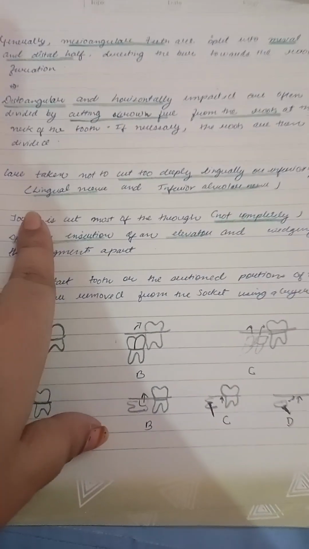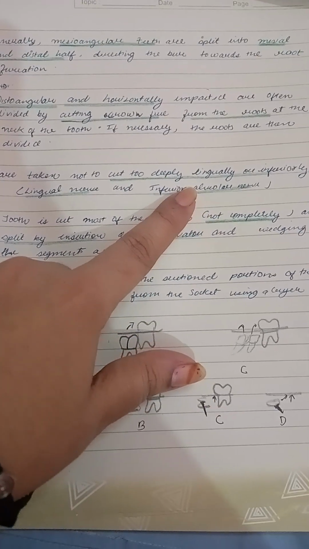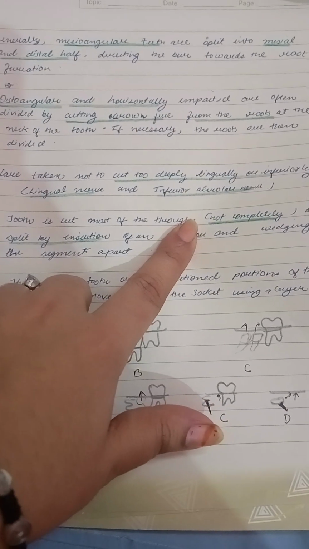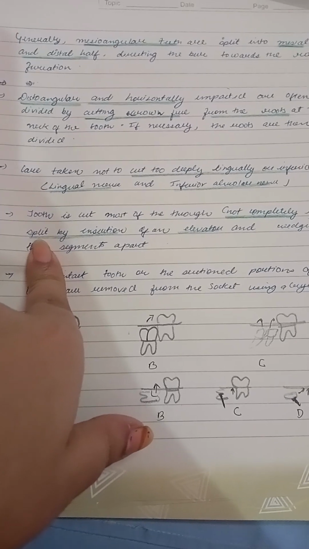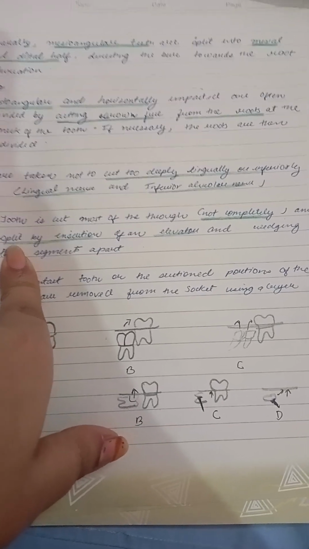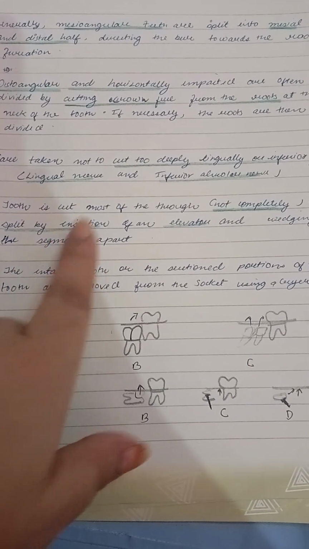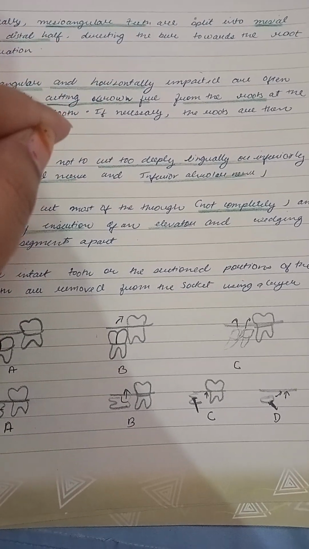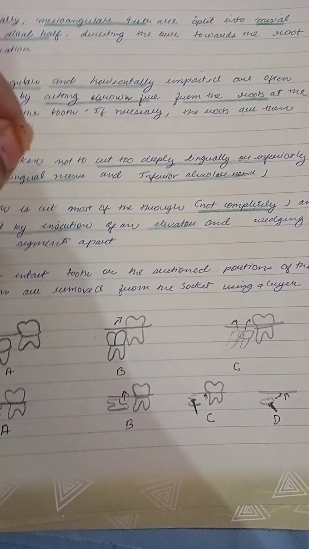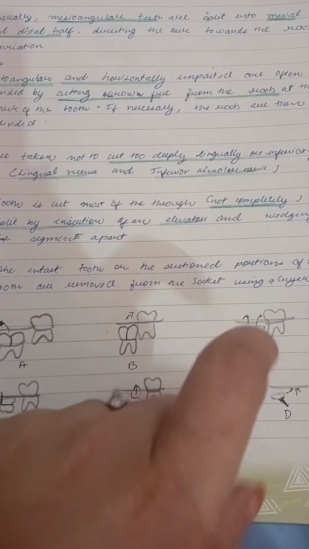Care should be taken not to cut too deeply lingually or inferiorly, because lingually there is the lingual nerve and inferiorly there is the inferior alveolar nerve. Lingual nerve damage chances are there. The tooth is cut most of the way through but not completely, and split by insertion of an elevator. We insert an elevator and then split it and wedge the segments to fall apart.